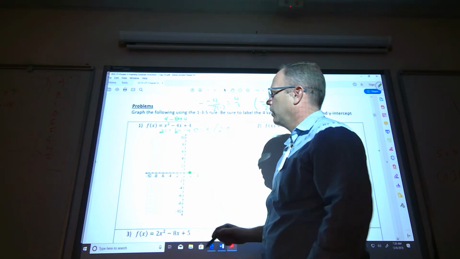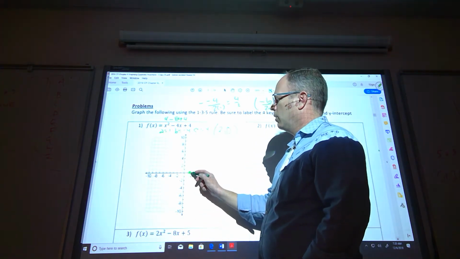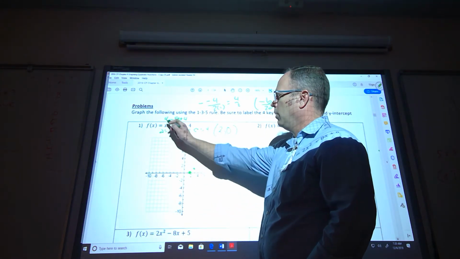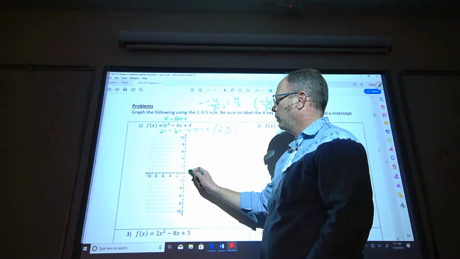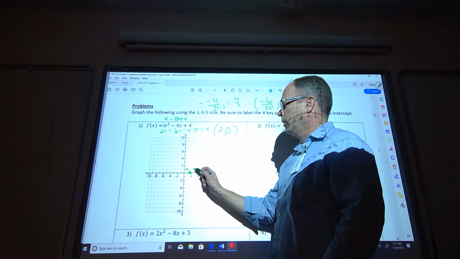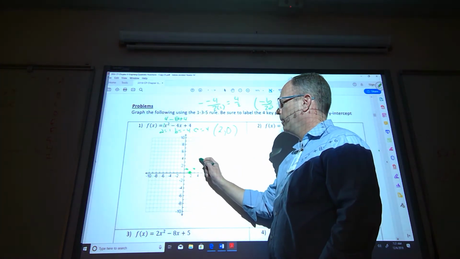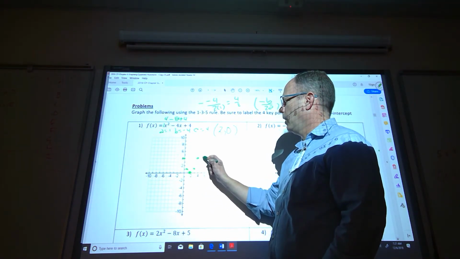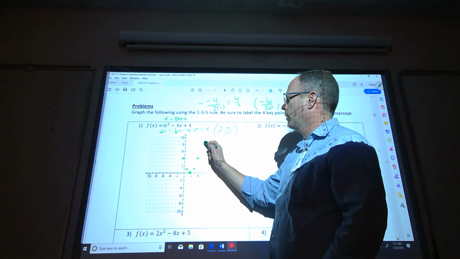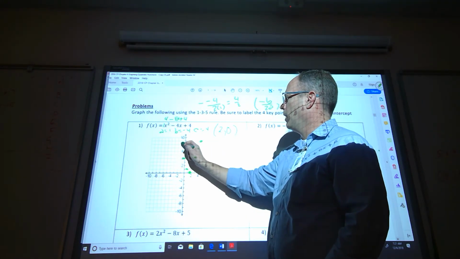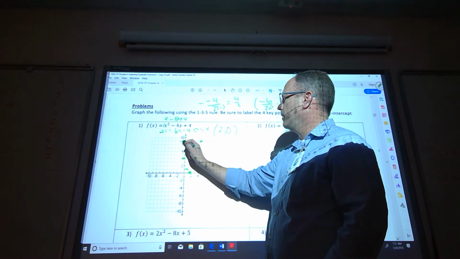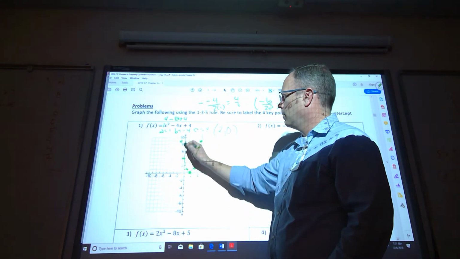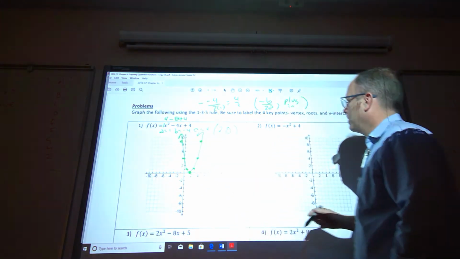And remember with the pattern graphing, I'm going to go right 1, up 1, because my lead coefficient is a 1, left 1, up 1, and then from these points I'm going to go right 1, up 3, and left 1, up 3, and it would keep going and go right 1, up 5, and left 1, up 5, and then here is my parabola. Connect the dots.